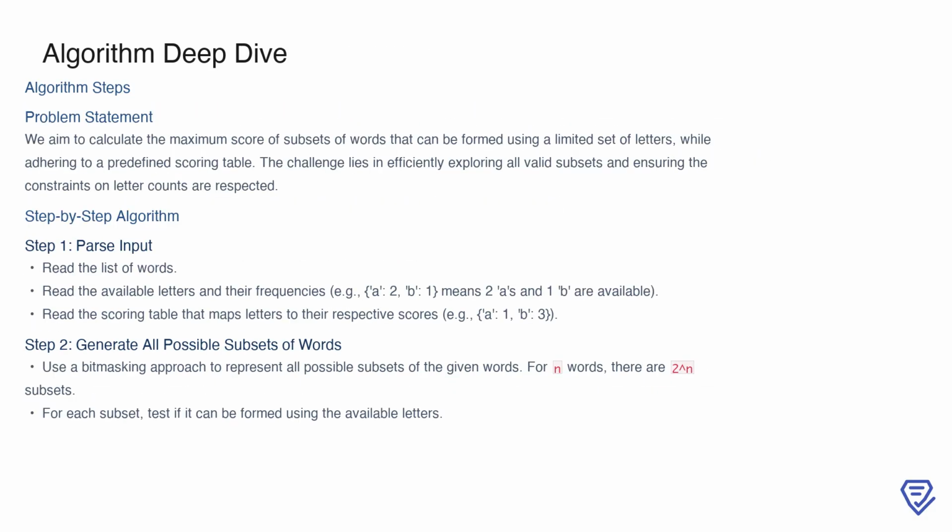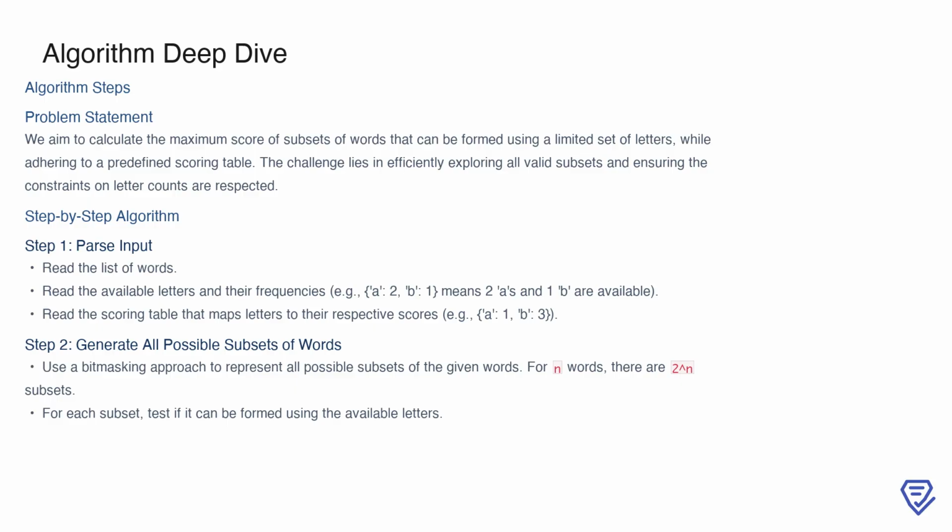To begin, the goal of this problem is to maximize the score from subsets of words that can be formed using a limited supply of letters, while respecting a scoring table that assigns a specific value to each letter. The challenge here is twofold: determining which subsets of words are valid, meaning they don't exceed the available letter counts, and efficiently calculating the scores for these subsets. The algorithm starts with parsing the input. This involves reading the list of words, the available letters along with their frequencies, and the scoring table that maps each letter to its score.